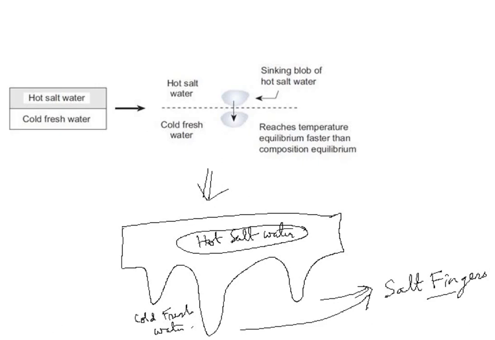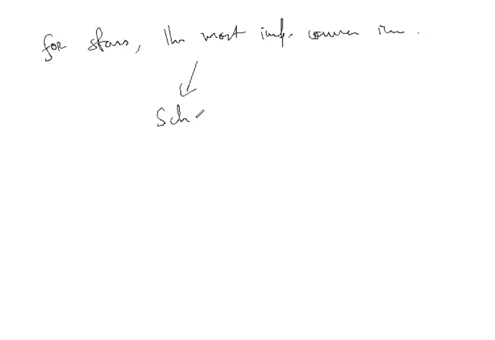No more questions? You see, for stars, the most important convective instability is basically the Schwarzschild condition, which is ds/dr is less than or equal to 0, and it is driven by entropy gradients.